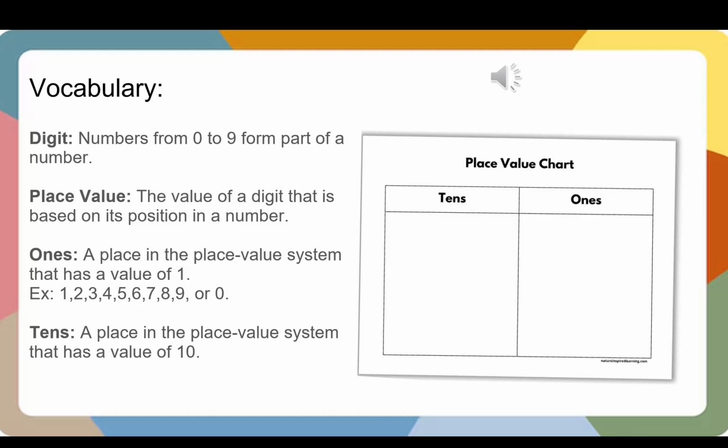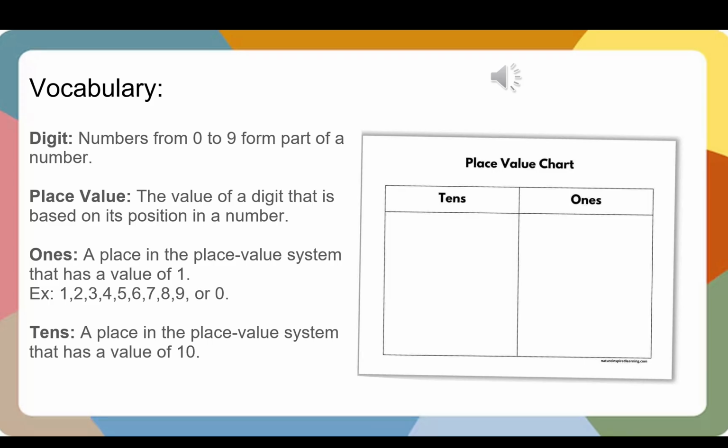I will be going over some vocabulary that I will be using throughout the CSA sequence. The first term is digit, numbers from 0 to 9 that form part of a number. The second term is place value, the value of a digit that is based on its position in a number.